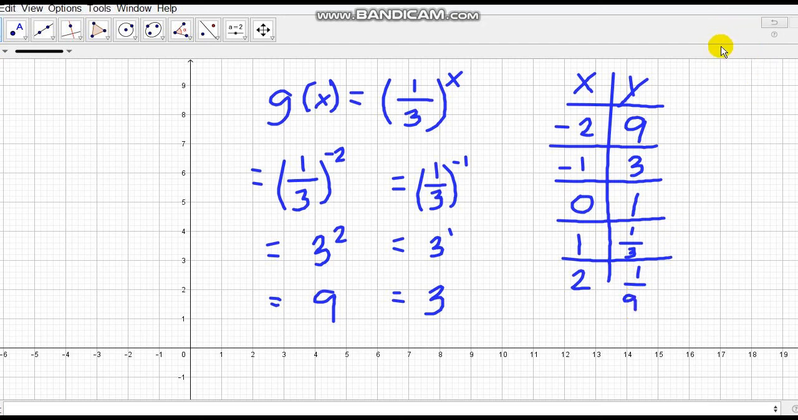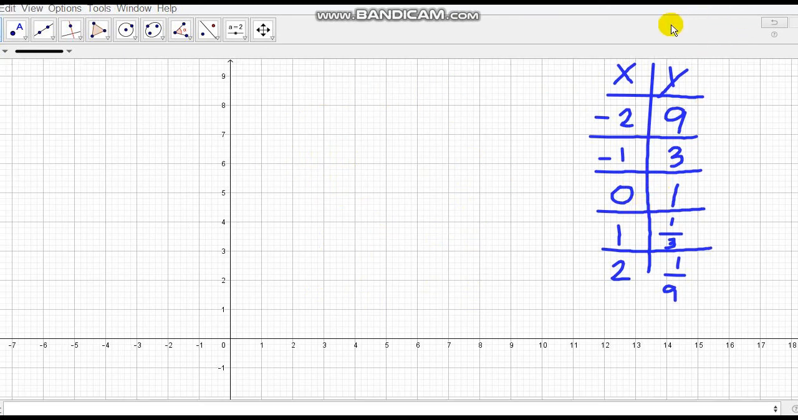So let's try to graph this table of values. Negative 2, that is 9. So it's right here, negative 2, 9. If x is negative 1, then y is 3. So right here. 0, 1. 1 and 1/3, so we'll just have to make an estimate here. It's somewhere here. And 2 and 1/9, so probably right here. We just have to make an estimate since it's really hard to graph because it's really small.